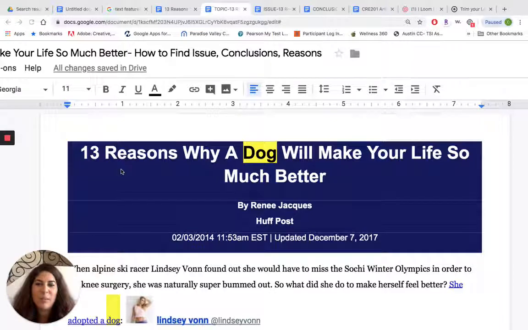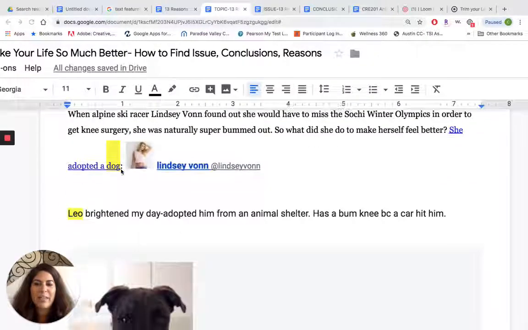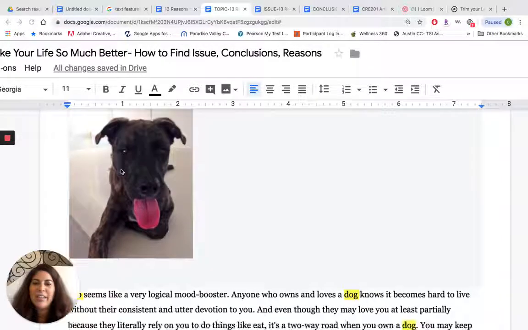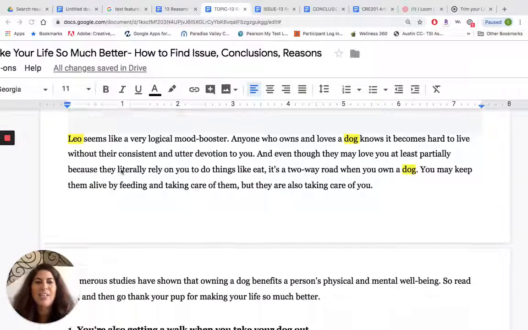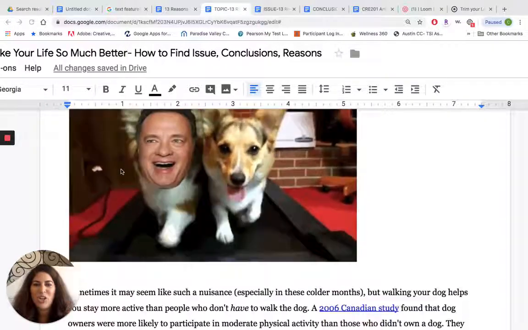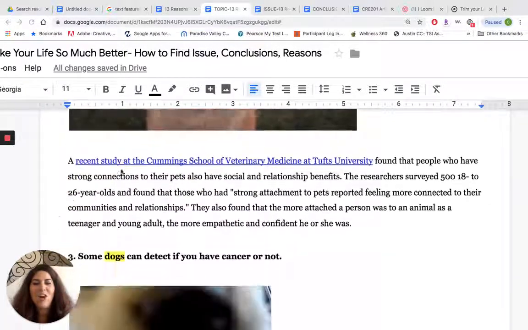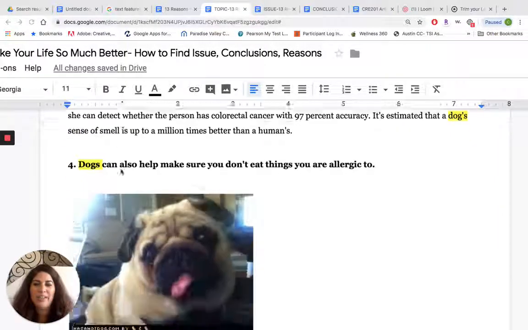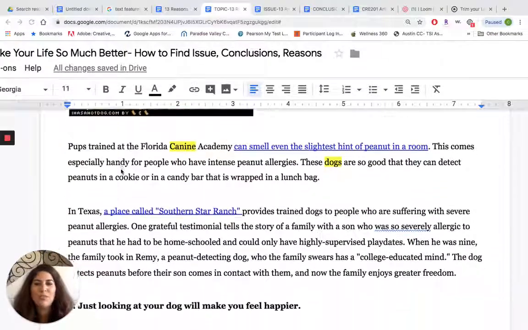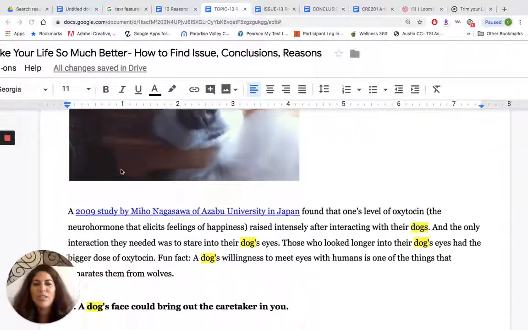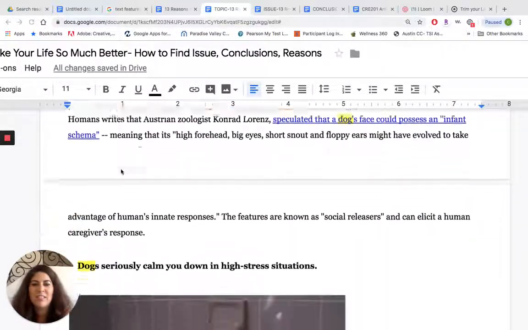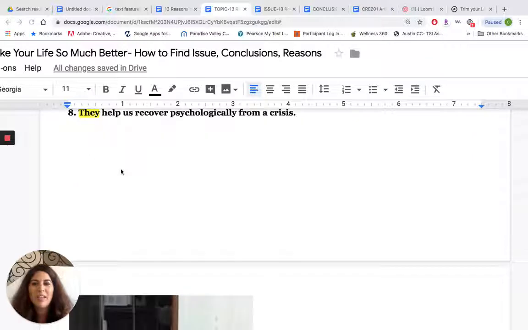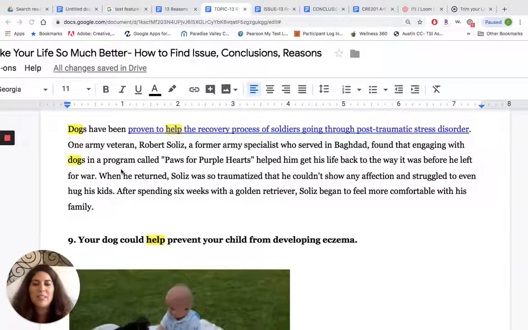Now I'm going to look for the topic. I'm going to look for repeated words and synonyms. And I see dog and Leo. Leo is that dog. There's Leo again, dog, dog. And the author might use other words so that it's not so repetitive and boring, such as canine, pooch, mutt, just so it doesn't get monotonous. Just because a word repeats, such as Leo and help, doesn't mean that it's necessarily the topic.